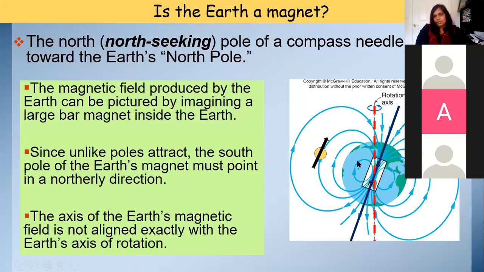Okay, so in this picture, the blue line represents the magnetic axis, and the red dashed line represents the rotational axis. So this angle over here is offset by about 23.5 degrees. So it's very similar to the Earth's tilt.